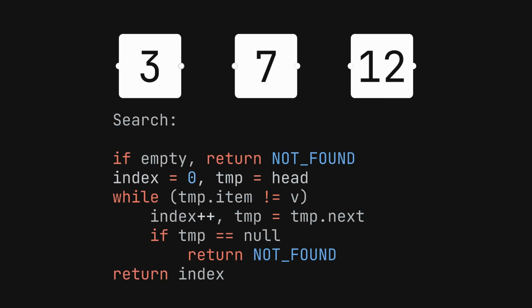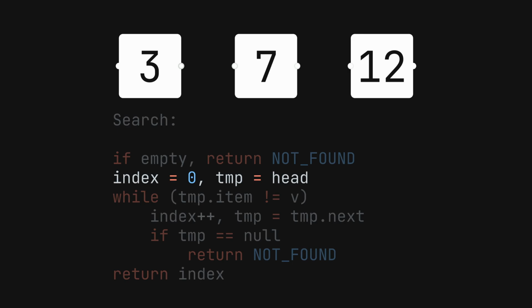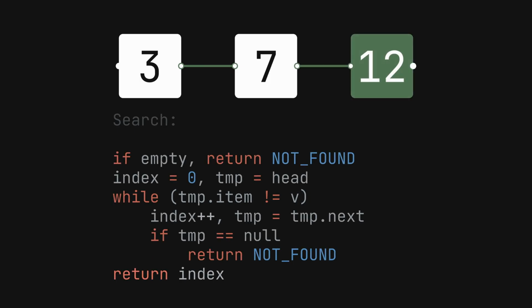Let's analyze the pseudocode it would take to code these operations. First, let's search. If the list is empty, return not found. Start from the head and traverse the list until you find the value v. If v is not found, return not found. Otherwise, return the index of v.